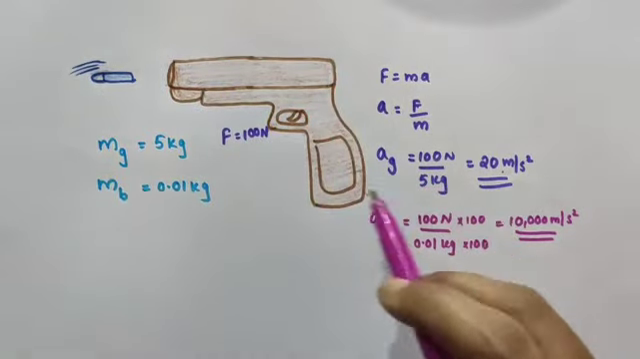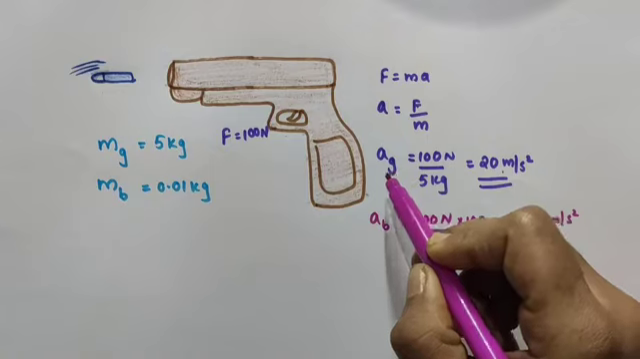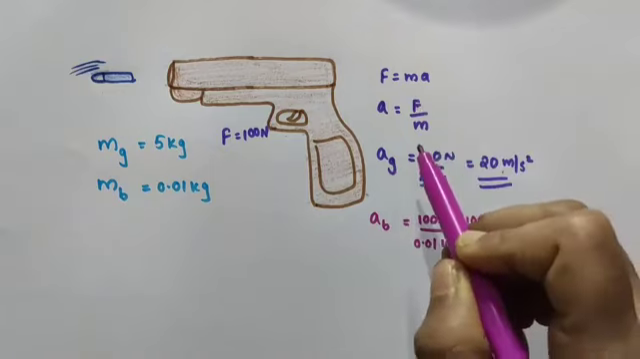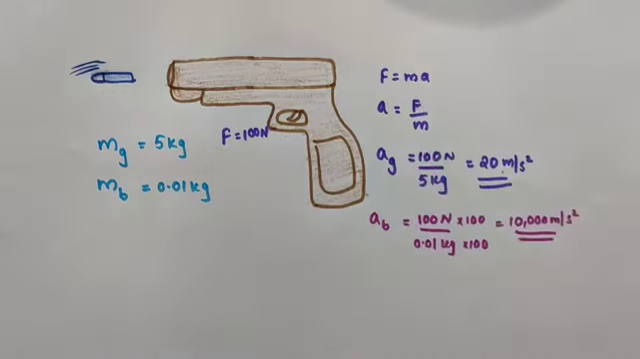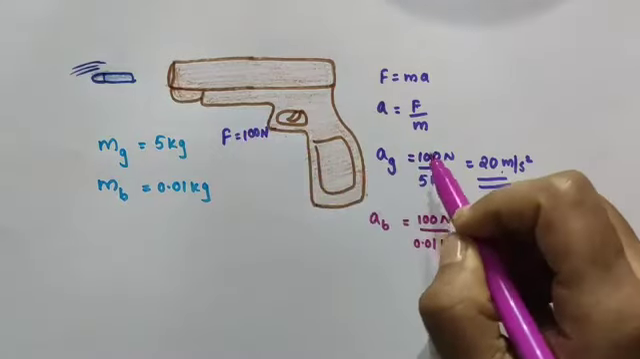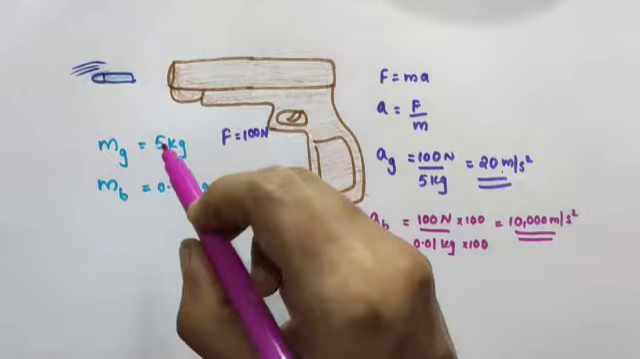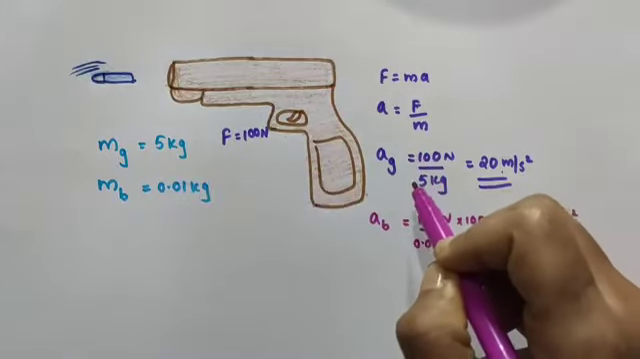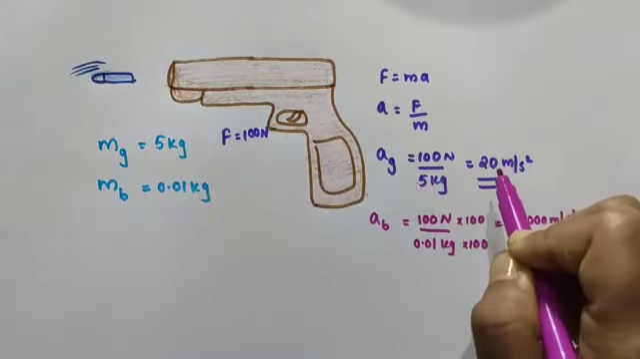So, the acceleration of the gun, a_g, can be written as force on the gun divided by mass of the gun. Force on the gun as well as force on the bullet is the same, that is 100 Newton. So, 100 Newton divided by mass of the gun, which is 5 kg. 100 divided by 5 is 20 meter per second square.